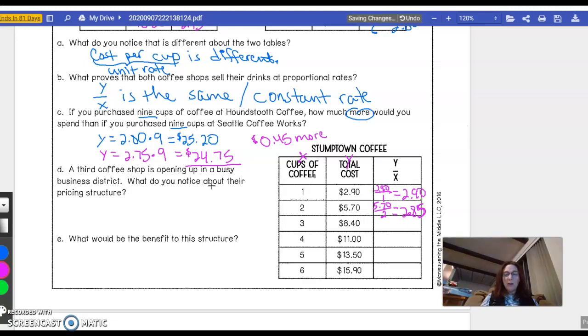Okay, and if I keep going all the way down, just dividing, and I'm not going to write it all out because I know I get messy, but I'm going $8.40 divided by 3, that works out to be $2.80 per cup. 11 divided by 4 is $2.75 per cup. 13.50 divided by 5 is $2.70 per cup. And 15.90 divided by 6 is $2.65 per cup. So, what do you notice about their pricing structure? Well, it's not proportional, but notice the more cups of coffee I buy, the less they cost.